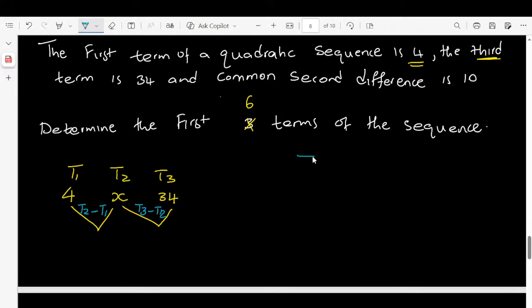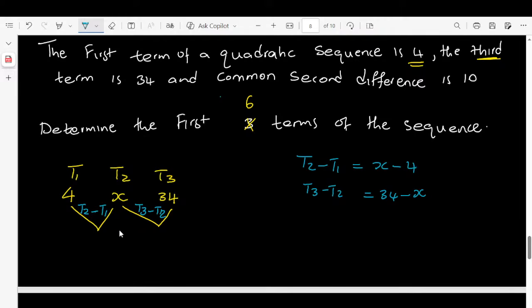So I'm just going to write down here and say T2 minus T1. This is equal to X minus T1, which is 4. Then I know that if I find my T3 minus T2, this will be 34 minus X. Let's see how this information can help us.